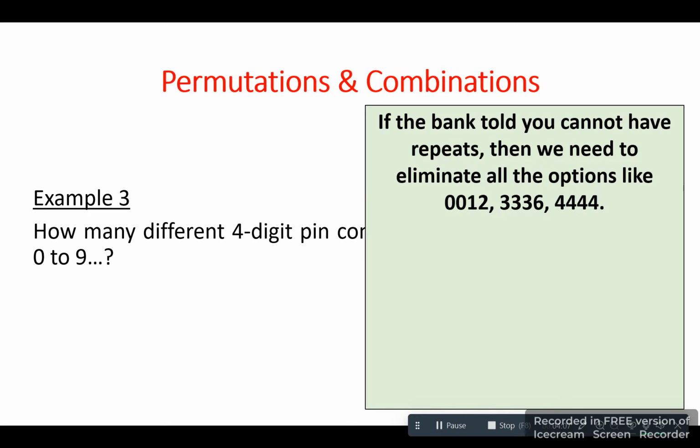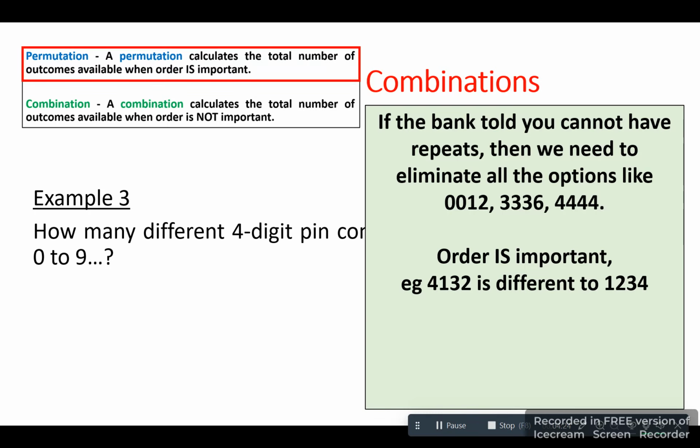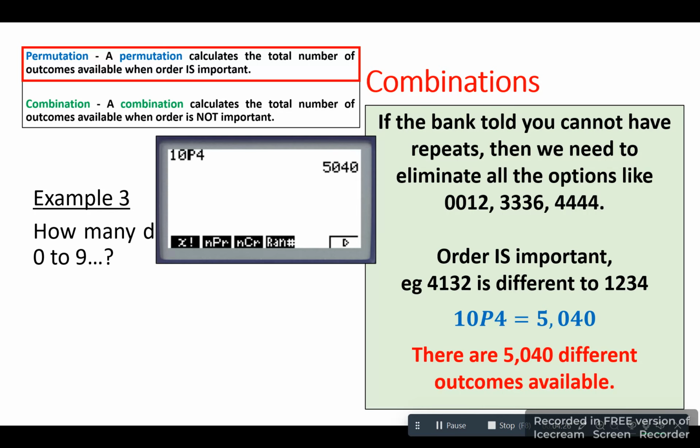But if the bank told you cannot have repeats, then we need to eliminate all the double-ups where digits repeat themselves. Since order is important, the PIN 4132 is different to the PIN 1234. We are going to use a permutation, and we're going to select 4 digits out of the 10 digits possible to get 5,040 different outcomes available.